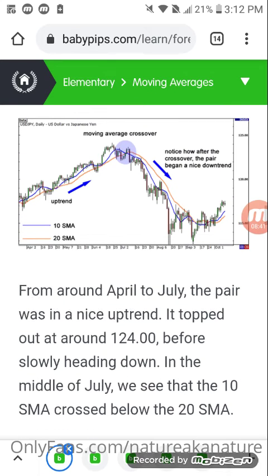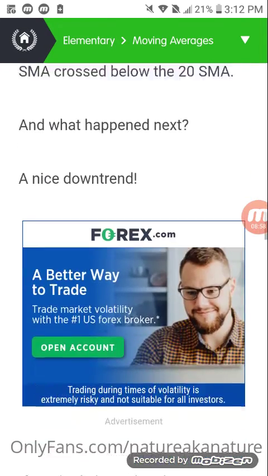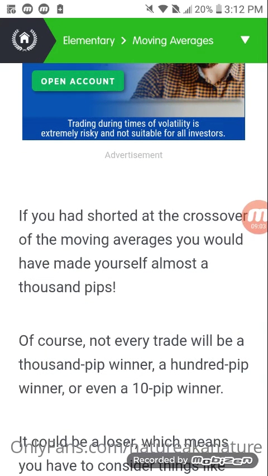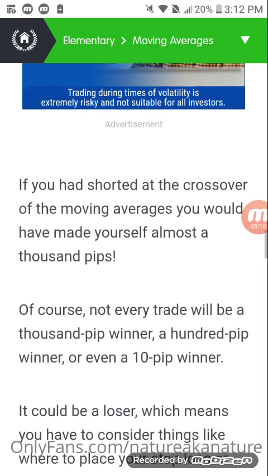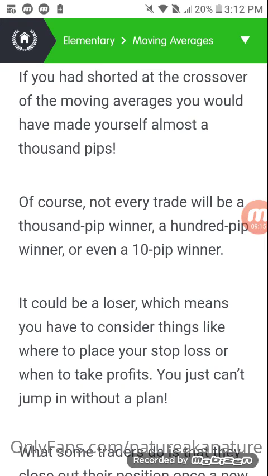From around April to July, the pair was in a nice uptrend. It topped out at around 124 before slowly heading down in the middle of July, as we can see as the 10 SMA crossed over the 20 SMA. What happens after that? It's a nice downtrend, okay? If you had shorted at the crossover, or once you've seen that three inside down pattern or that moving average crossover pattern, you would have made yourself almost 1,000 pips. Of course, not every trade will be thousands of pip winners or hundreds of pip winners or even 10 pip winners.